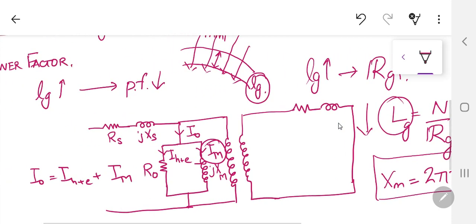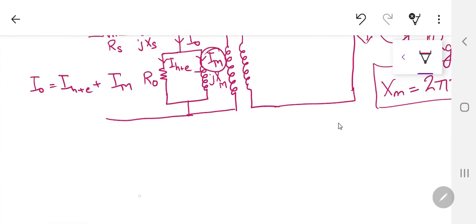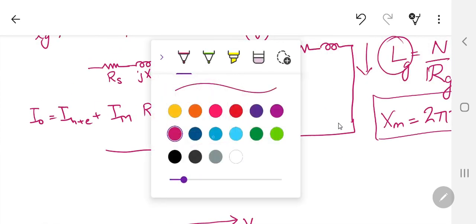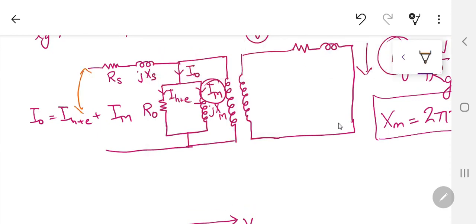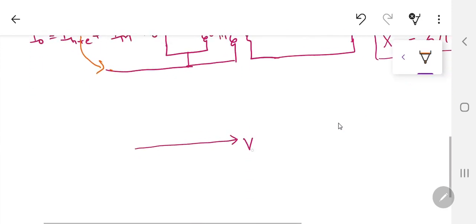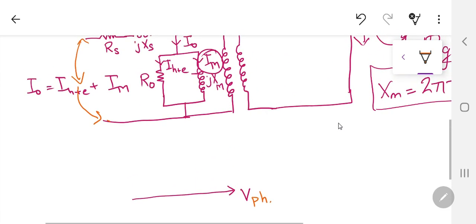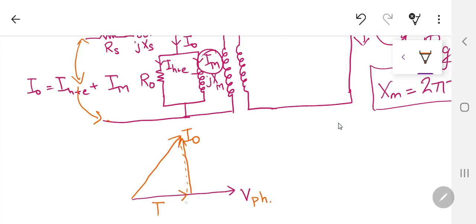And certainly this Im current, if I make the voltage phasor over here, and if I mark it with another color, this is the voltage phasor, and this voltage phasor is certainly going to be the phase voltage applied over there. So the I0, I'm assuming that the I0 current is actually like this. So this is I0, and this I0 is going to have two components over here. Sorry about this one, this line has to be straight. So this is hysteresis plus eddy, and this is that magnetizing current.